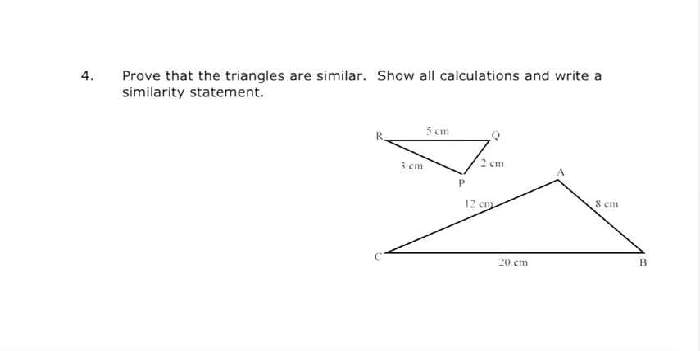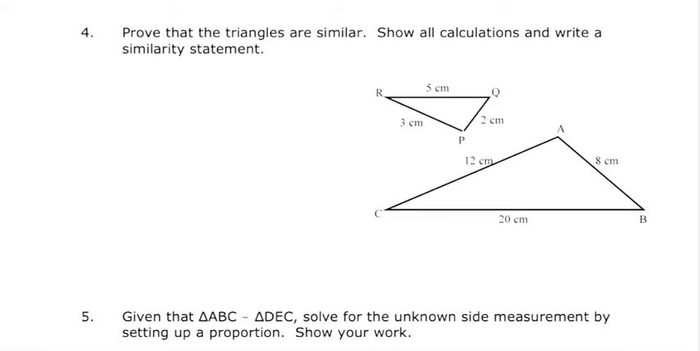Example number 4 is another proof. So we want to prove that these triangles are similar. We want to show any calculations that we're going to use, and we're going to write that similarity statement. So the first thing I want to do is introduce my triangles. So I have triangle, I'm going to go triangle PQR.